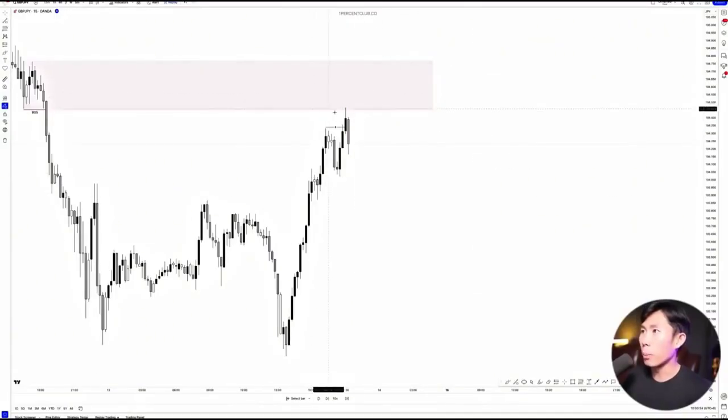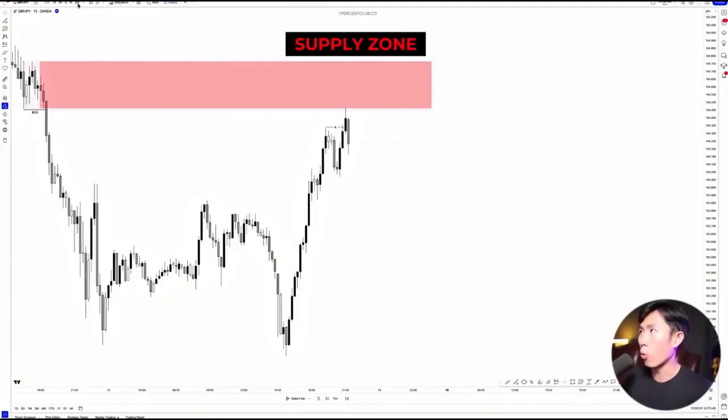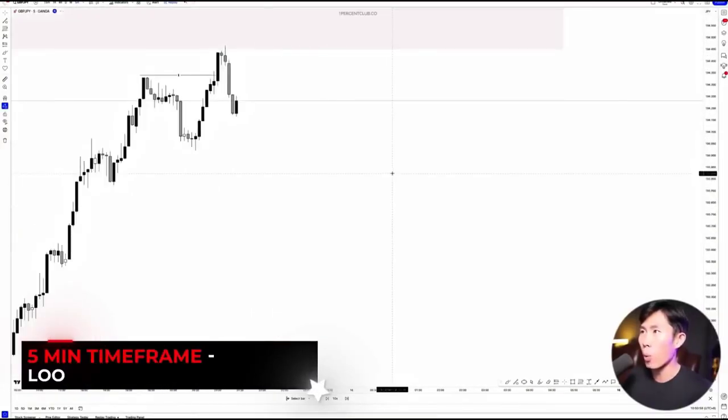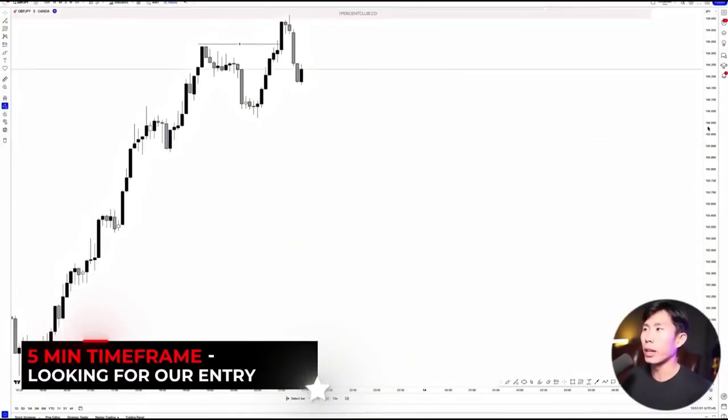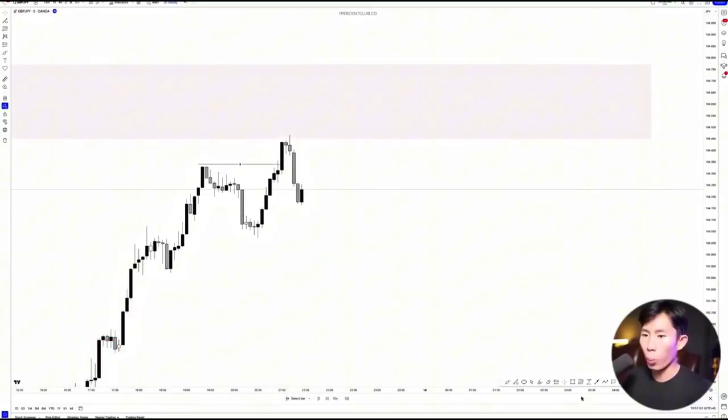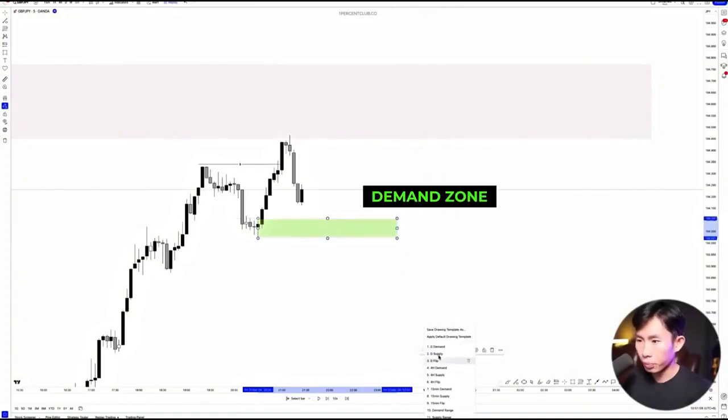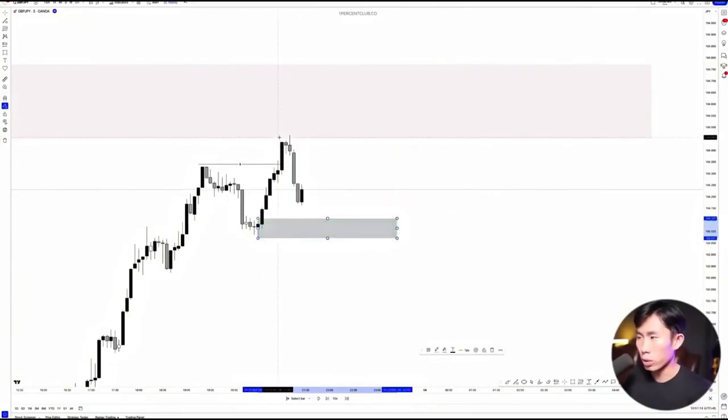Now, once price actually tapped into this 15-minute supply zone, we would have already jumped down to the 5-minute time frame to look for our entry. And that is where, after that liquidity sweep, what are we waiting for? We are waiting for that flip plus sweep to be formed. And if I look at right here, I know that there is a demand zone right here. This is our 15-minute demand that caused price to go up there.